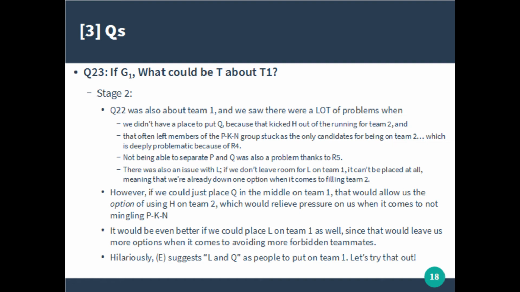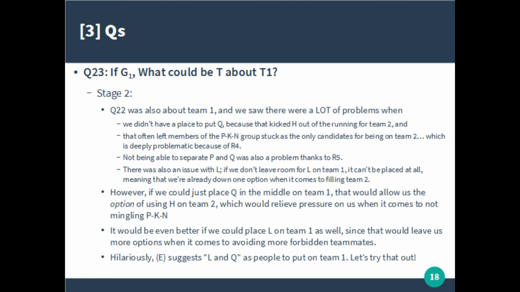Anytime we do use L, we know it has to be on team 1. So that would give us, if we put L on team 1, even more flexibility to kind of juggle around a full 5 entities for team 2, and that may give us options when it comes to avoiding the forbidden combinations like PQ and PKN and all that kind of stuff.